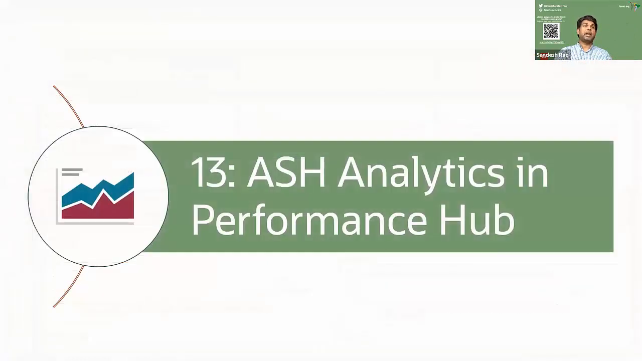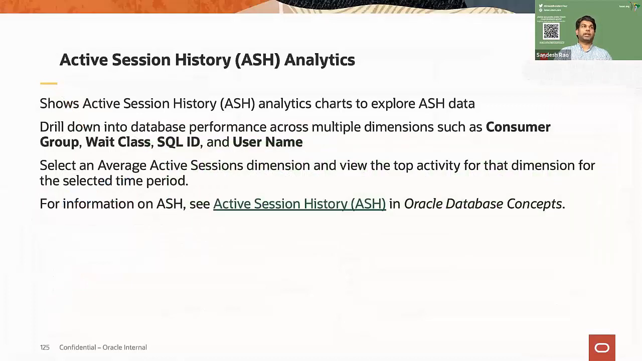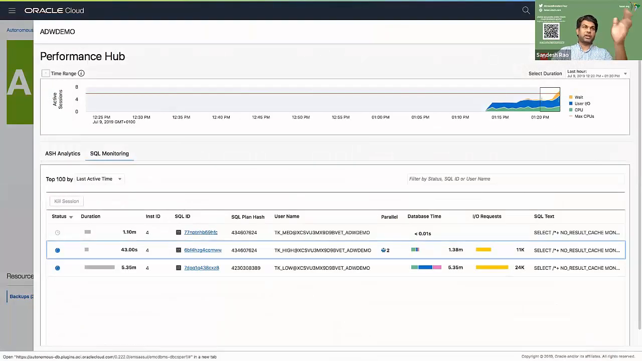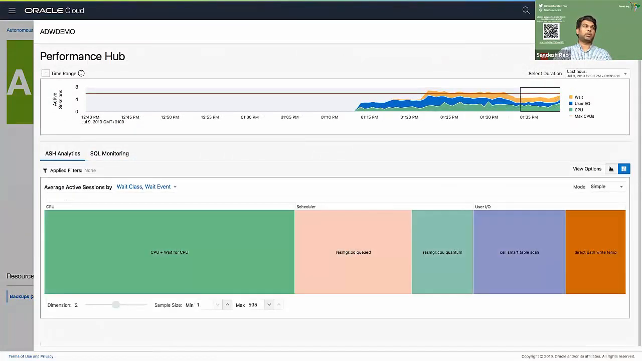Number 13, you have ASH. You can look at everything that I showed you before, except you can also drill down to the next level. So these are SQLs that I have in Performance Hub. And I can click on every one of these, and it shows me by 2 dimensions. In this case, it is by wait class and wait event.